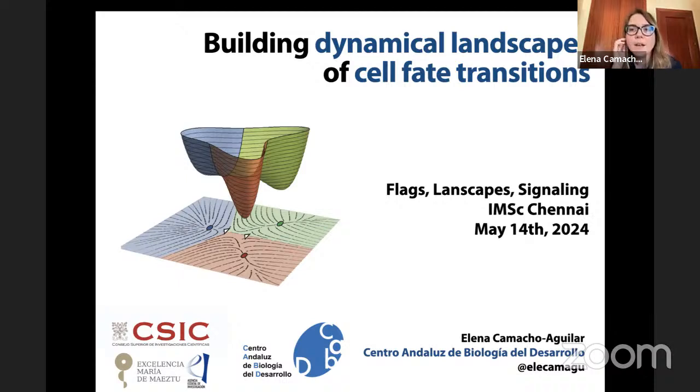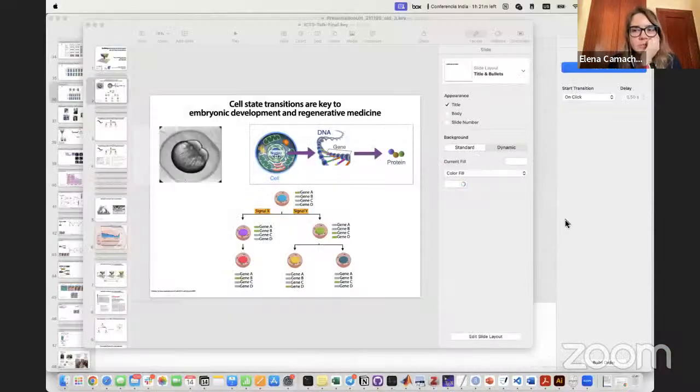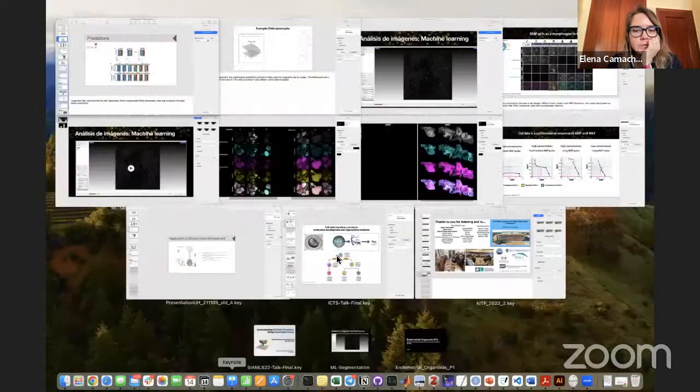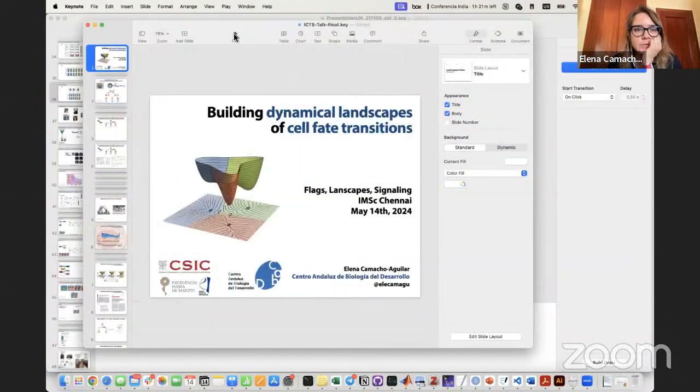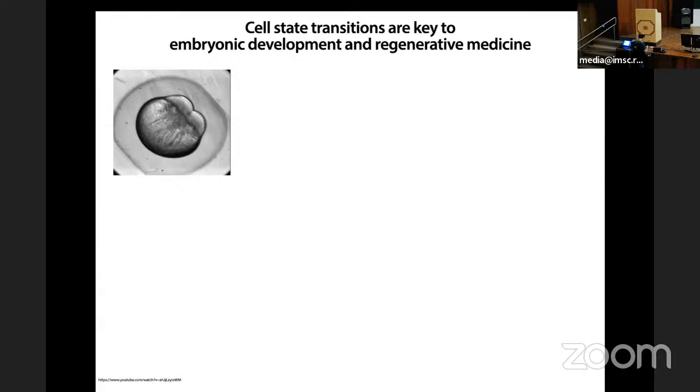Sorry, Elena, I think we are not seeing slide transitions. We are still seeing the first slide. Oh, really? Yeah, maybe you have to share your entire screen for us to be able to see. Let's see, share. Can you see the second now? Yep, we can see it. Thanks. Okay, great. Thank you.